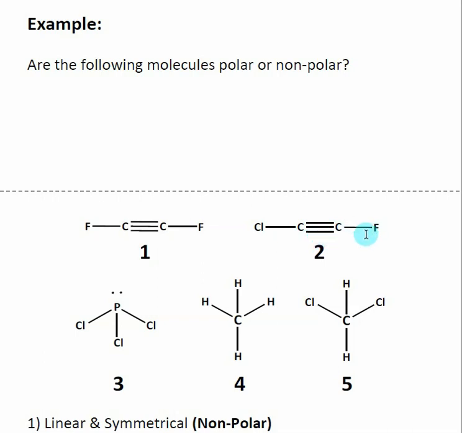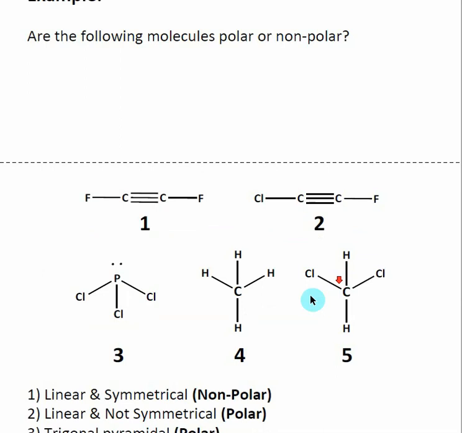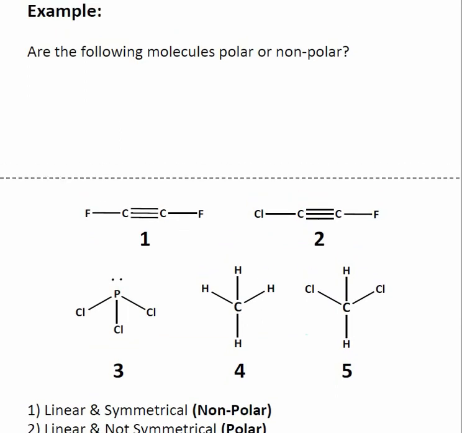so the electrons inside of this molecule are going to be pulled more on this side. So this side of the molecule is going to have a slight negative charge, this side is going to have a slight positive charge. The molecule is going to be polar, it's going to have a dipole intermolecular force. So it's linear and it's not symmetrical, so it is polar.